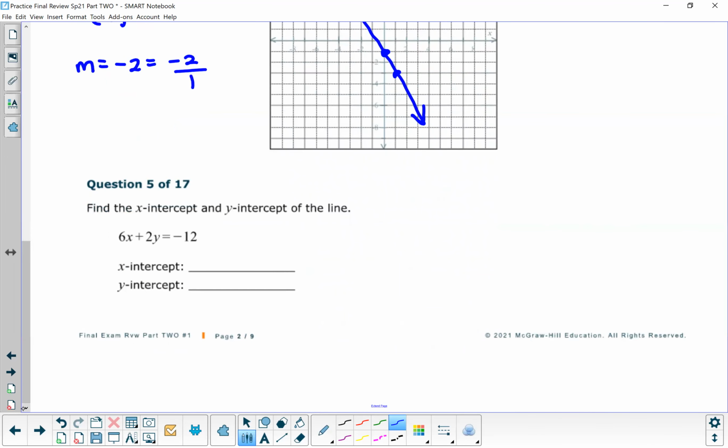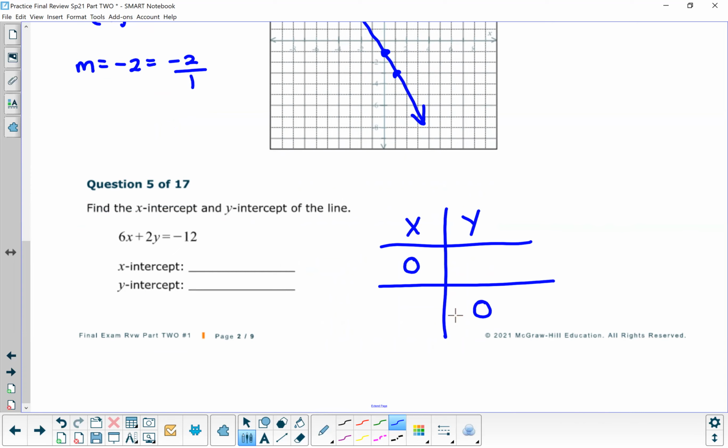All right, here we have find the x-intercept and y-intercept of the line. So I'm going to just draw a table here because it's helpful. Plug in 0 for x for one point, 0 for y for the other point. So if I plug in 0 for x, 6 times 0 plus 2y equals negative 12. That means 2y equals negative 12. Divide by 2 on both sides. So we get y is equal to negative 6. That means our y-intercept is negative 6.